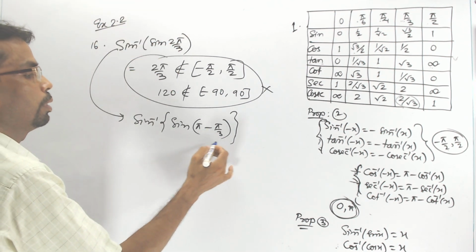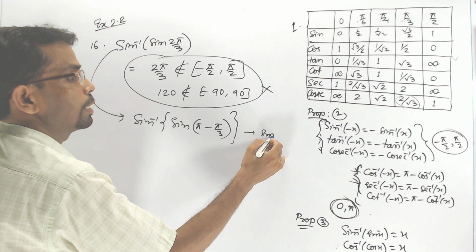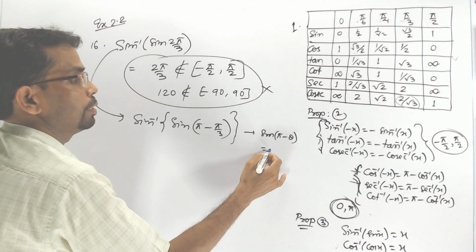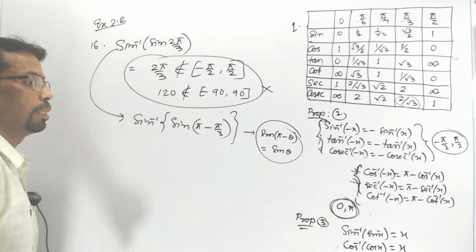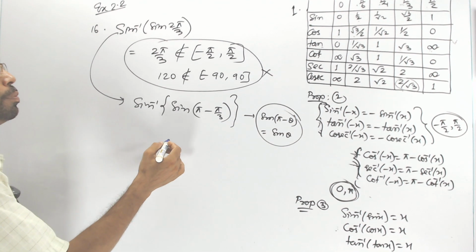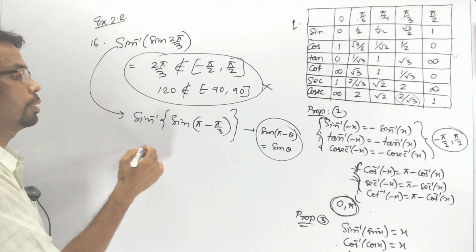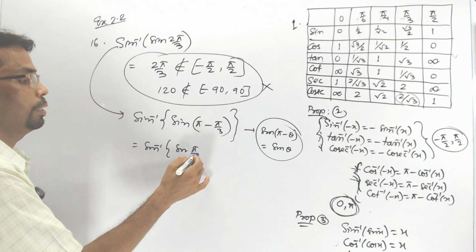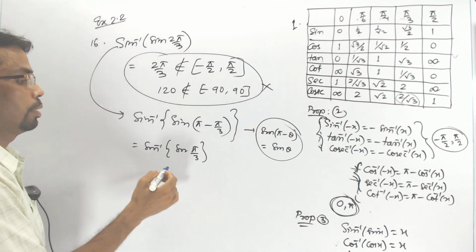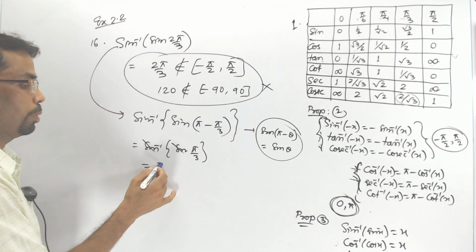And then we have learned in class 11, sin of pi minus theta is equal to sin theta. It is positive in the second quadrant. So we will have sin inverse sin pi by 3 according to this. And then sin inverse sin cancel, the answer is pi by 3.